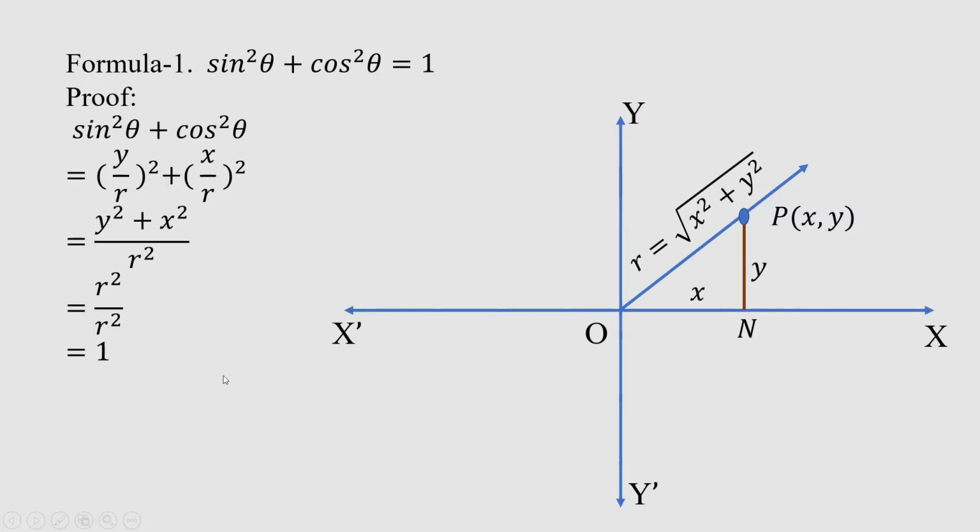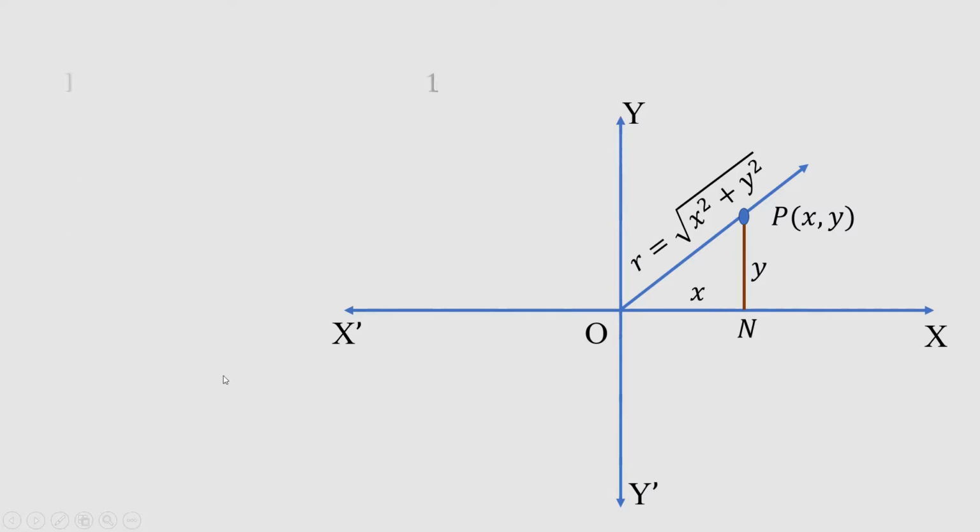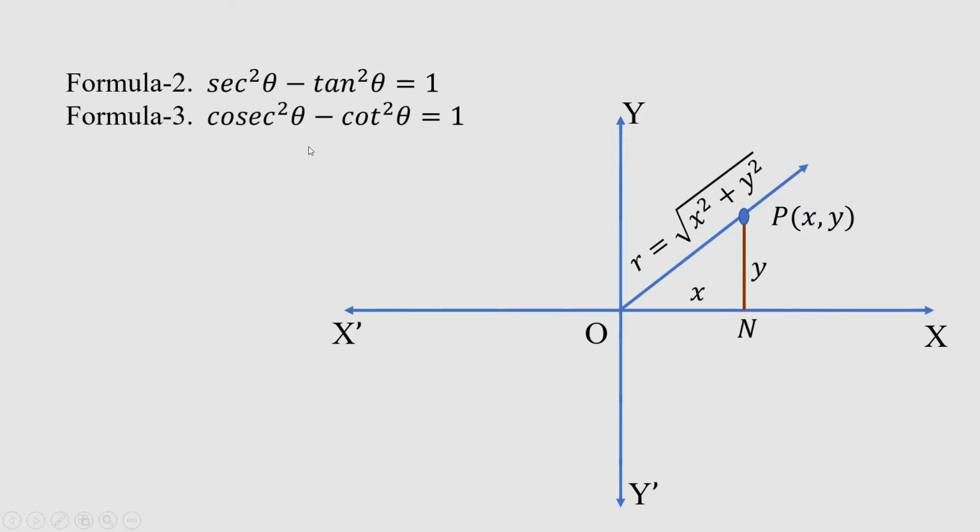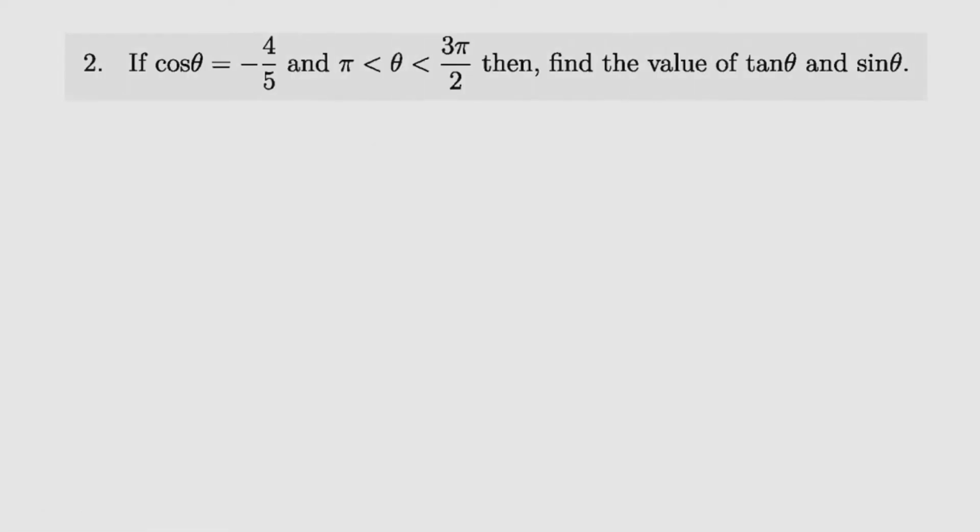Okay. Similarly, we can also prove formulas 2 and 3. Formula 2 is sec square theta minus tan square theta is equal to 1, and formula 3 is cosec square theta minus cot square theta is equal to 1. We have to memorize these 3 formulas. Okay. Let's see a problem of exercise 2.